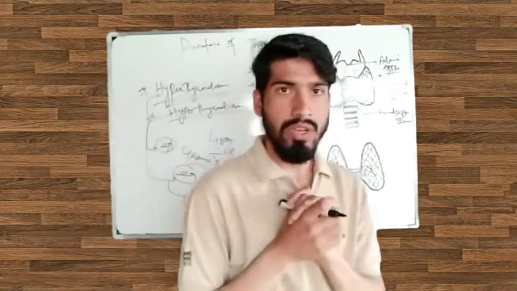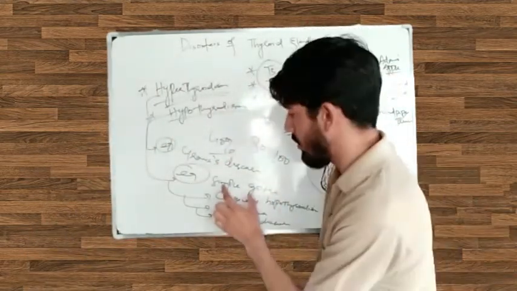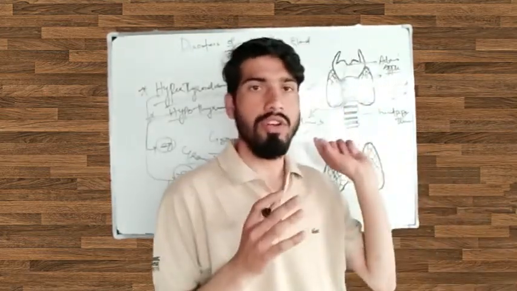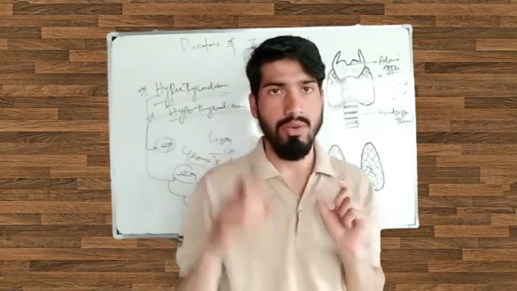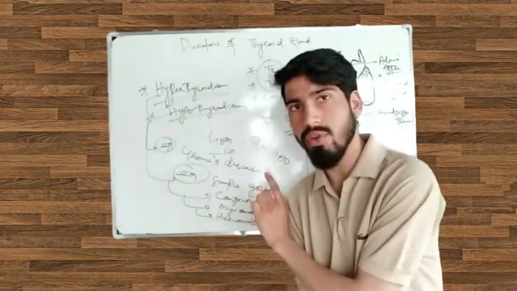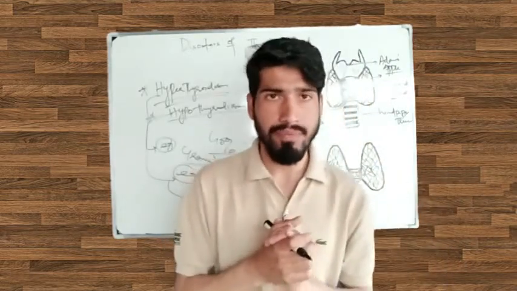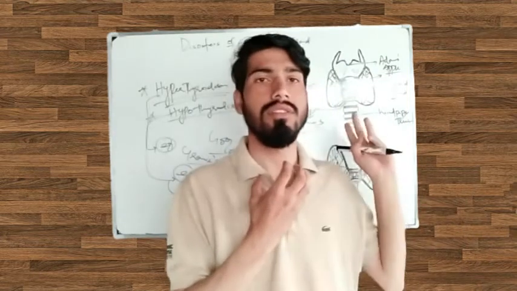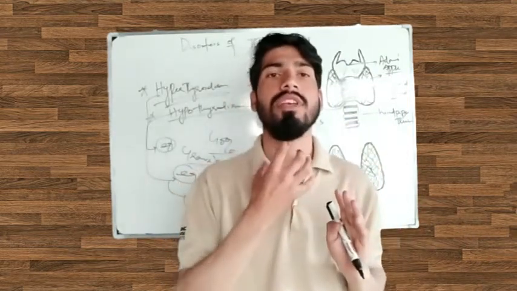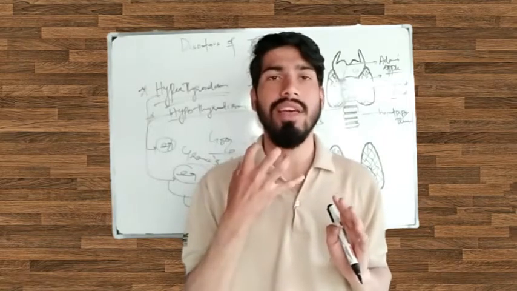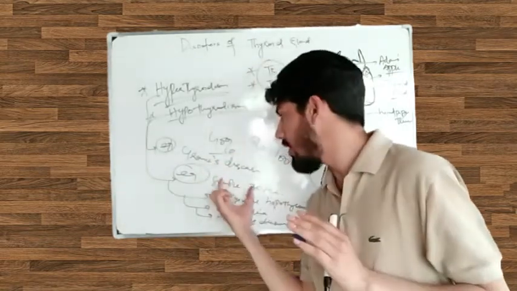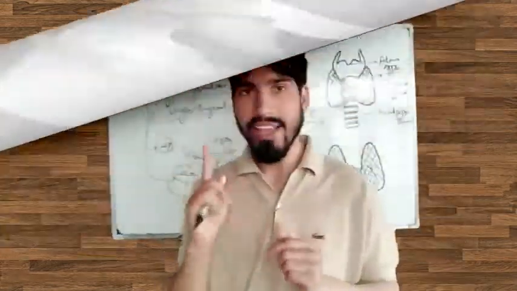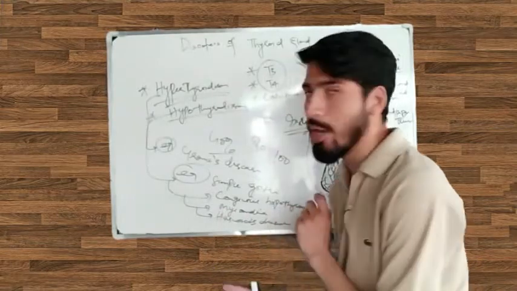In simple goitre, in hypothyroidism, the concentration of these hormones goes below the normal. What happens in simple goitre is that there may be an iodine deficiency, and in this case the thyroid gland becomes enlarged. That is what happens in simple goitre. The next condition is called congenital hypothyroidism.